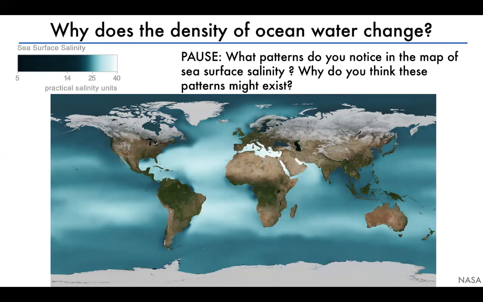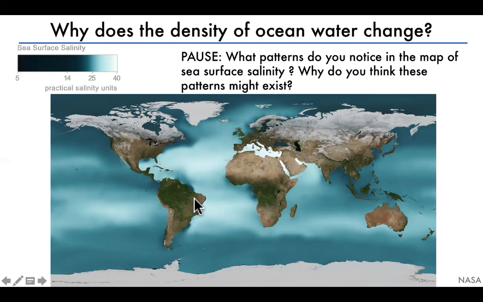Okay, hopefully you got some time to think about that. I will say that this color bar always throws me off a little bit, and I sometimes am thinking about it backwards, but one of the things I want to highlight is let's look at where we're seeing really low salinity.